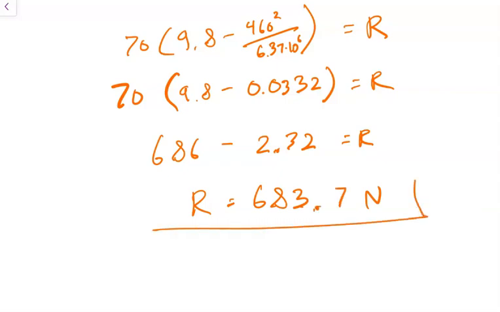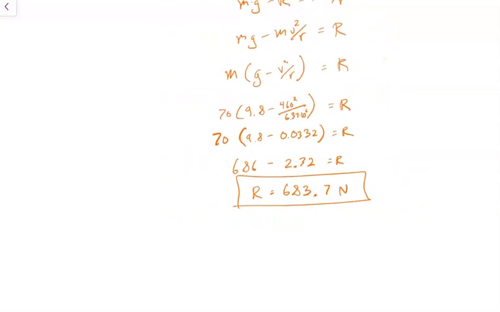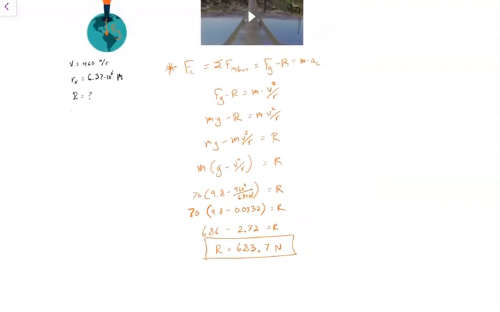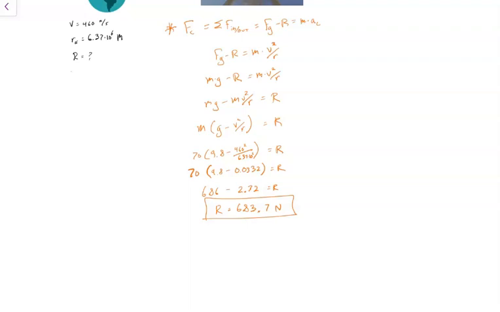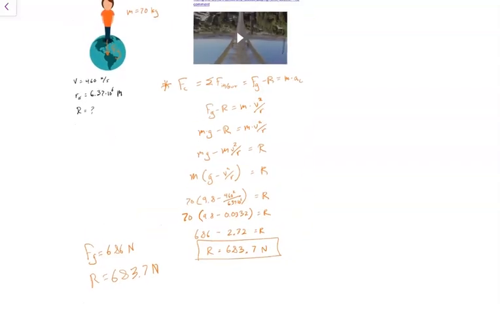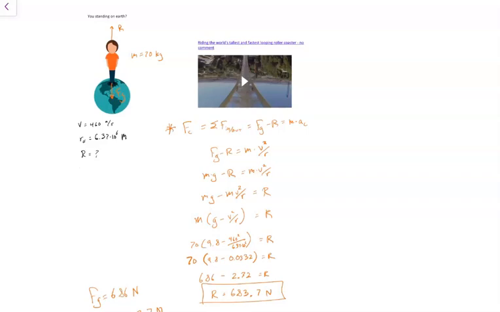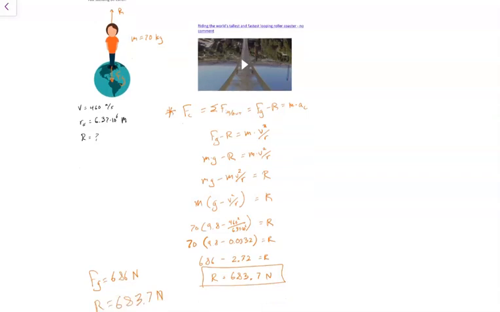It's close enough, but there is some small difference, right? 686 is my Fg. Fg is equal to 686 newtons, and my R is equal to 683.7 newtons, or 684 newtons. So we have a 2 newton difference. But that's interesting, huh? And this is a thought experiment.